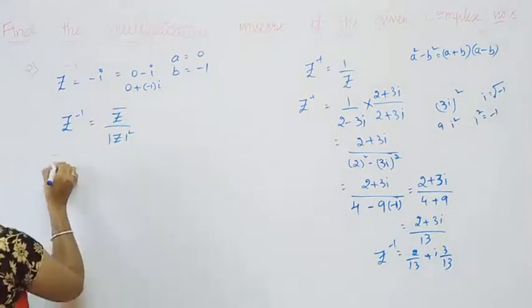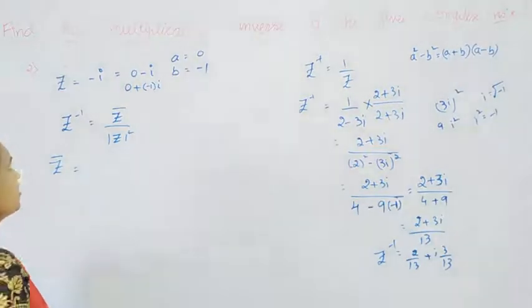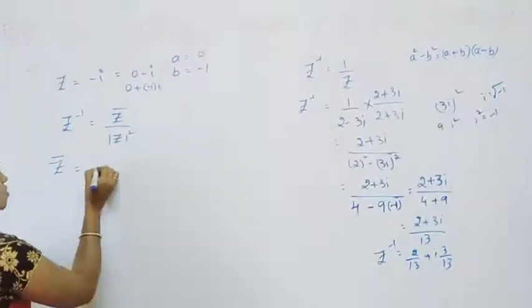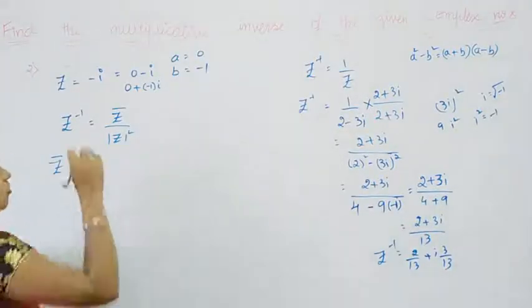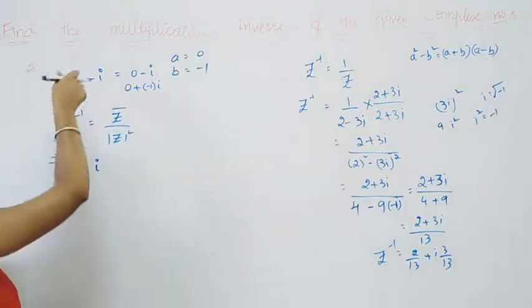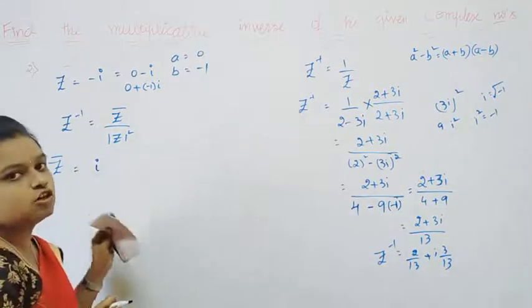Right? So then what is Z bar? That is conjugate of the given complex number. If Z is equal to minus i, then the conjugate becomes what? Plus i. Right? If here we have plus, you put minus here. So in the question already we have a negative sign. So it becomes plus i. This is conjugate of Z.